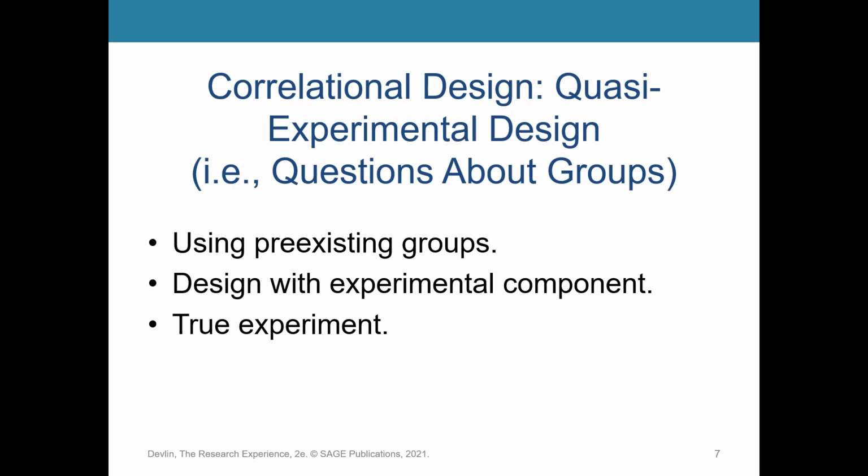Also with correlational designs, we can use pre-existing groups. These are based on some kind of demographic characteristics such as gender or affiliation to some kind of group. And we can also incorporate designs with some experimental component. Usually we have these quasi-experimental designs where we have an existing group, but we can also include one or more manipulated variables. And remember, to be a true experiment, you need manipulated variables and random assignment.